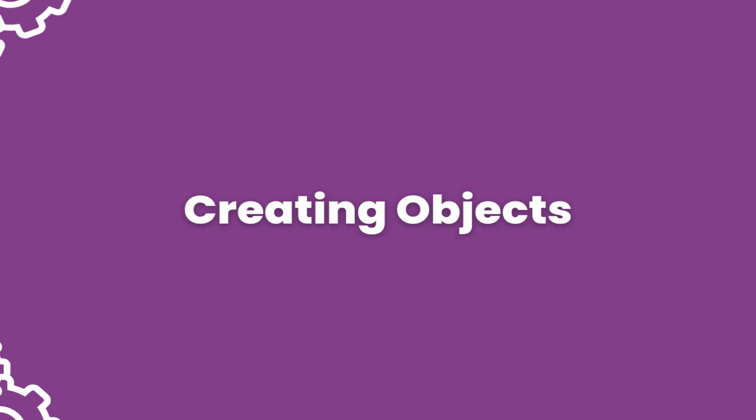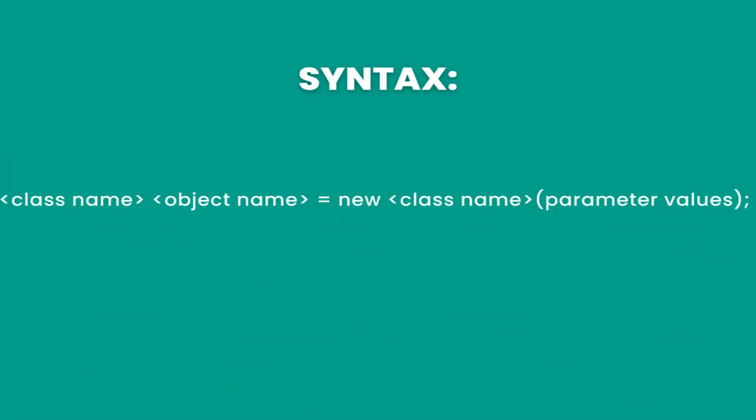Hey guys, in this video, you're going to learn how to actually create an object. When you create an object from a class, it can be done outside the class or inside the class. This is the syntax for creating an object from a class.